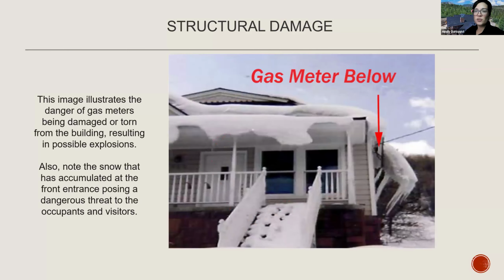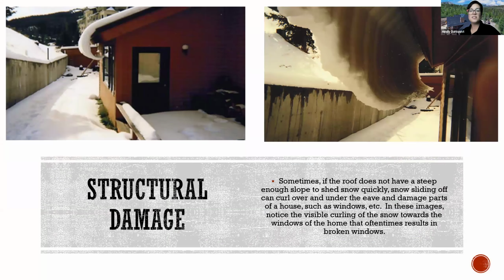This photo just shows the dangers of gas meters being damaged and torn off the building. This can result in possible explosions. Oftentimes, codes and standards now do cover the gas meters in snow shed areas, but it's just another thing to consider. Sometimes the roof does not have a steep enough slope to shed that snow quickly, so snow sliding off of the roof surface can curl under the eave and damage other parts of the house, such as windows, doors, those types of things.